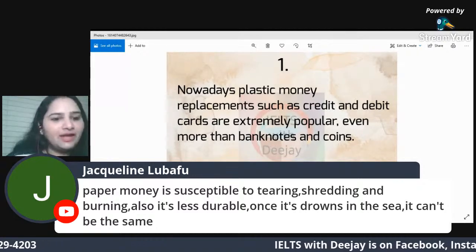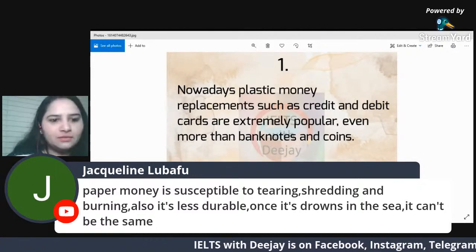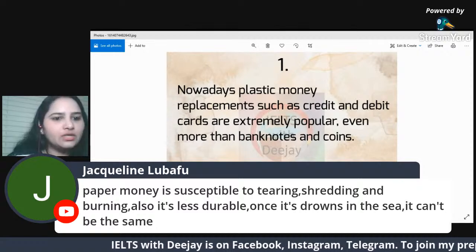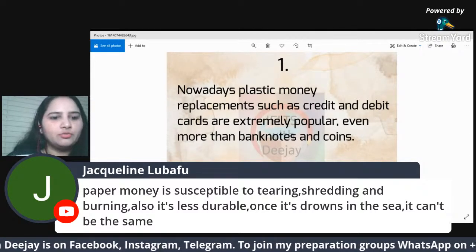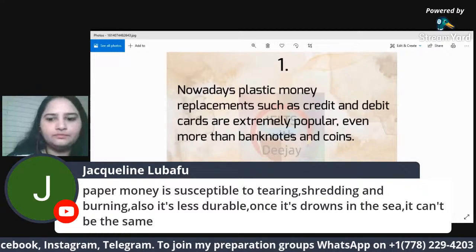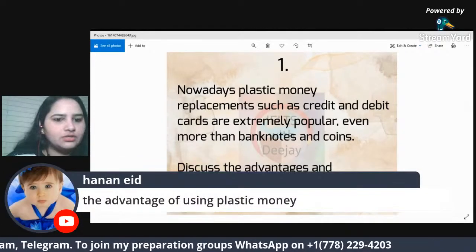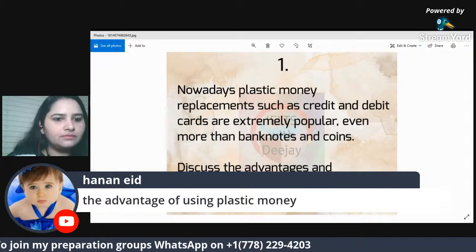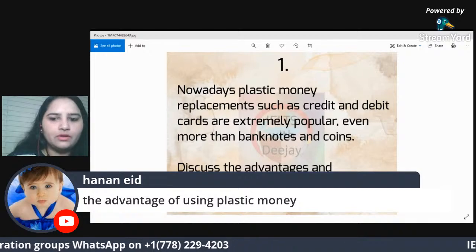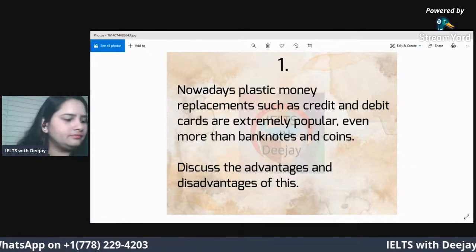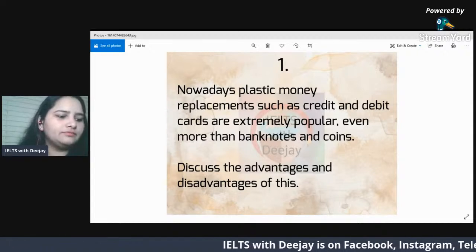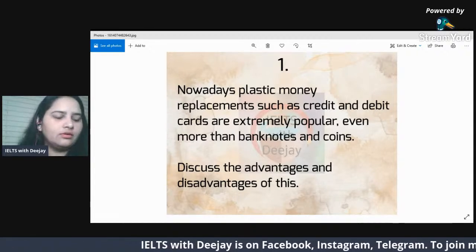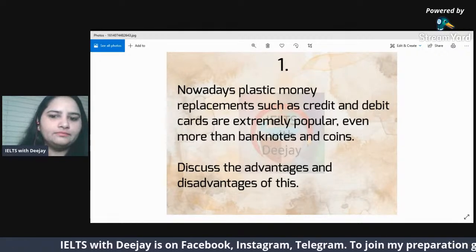So we have many advantages of using plastic money and we have many disadvantages of using plastic money. The for and against points we have a lot now. Okay, the advantages of using plastic money. What are the advantages? Very good, guys. I'm really impressed with your ideas. Very good ideas.